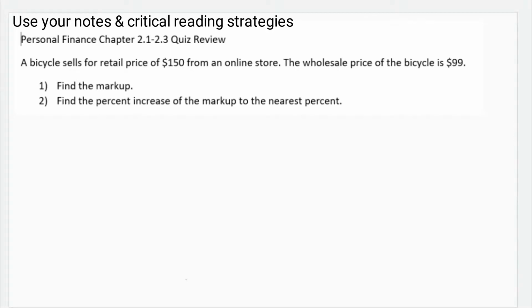Okay, so we're going to do the Personal Finance Chapter 2 quiz review. So remember, we're going to use our steps that we've been using. So we're going to number the sentences. So this is 1.